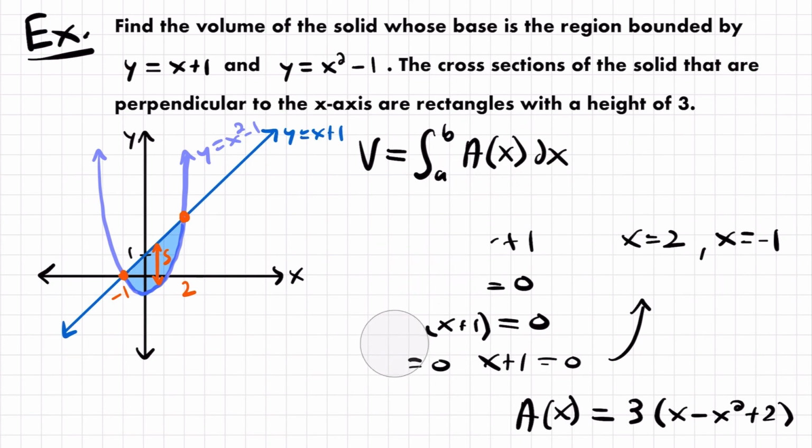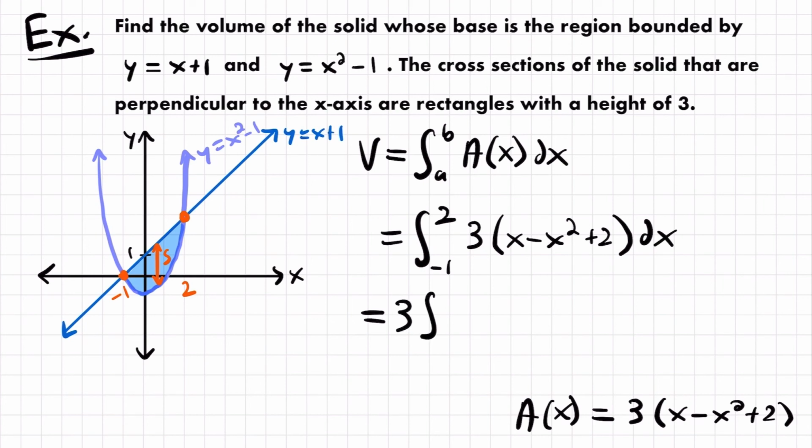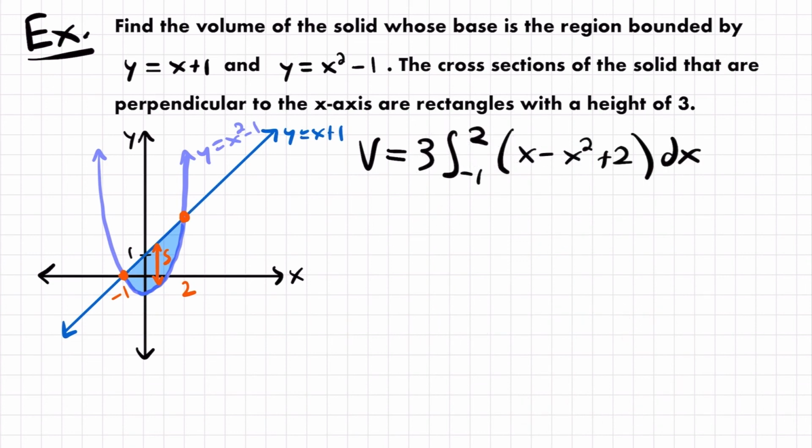And so let me erase this work, and we will have that the volume is equal to the definite integral from negative 1 to 2 of our cross-sectional area, which is this right here, 3 times x minus x squared plus 2, dx. Okay, and so if we pull this 3 to the outside of the integral, we'll have that that is equal to 3 times the integral from negative 1 to 2 of x minus x squared plus 2 dx.